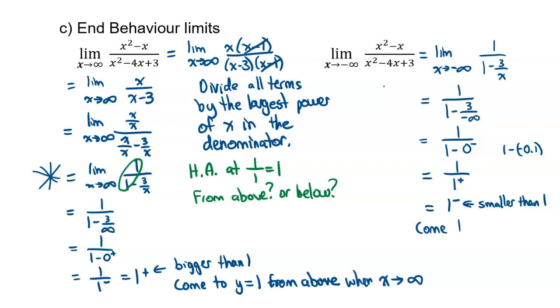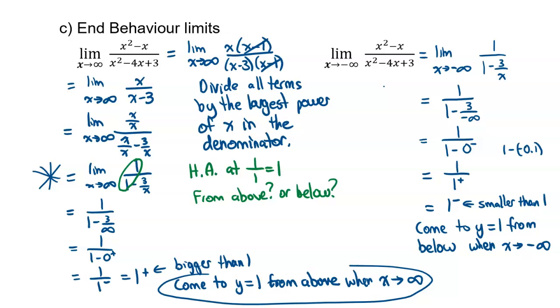I'm going to approach the y equals 1 from below, because it's less than 1. The minus means less than 1, means come from below, when x approaches negative infinity.